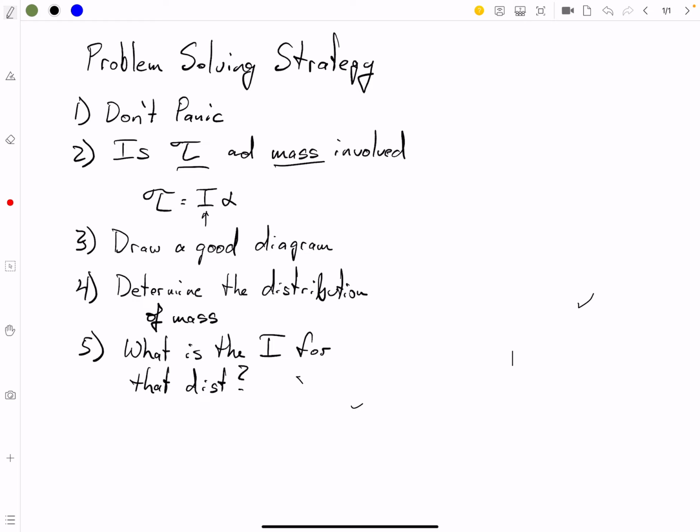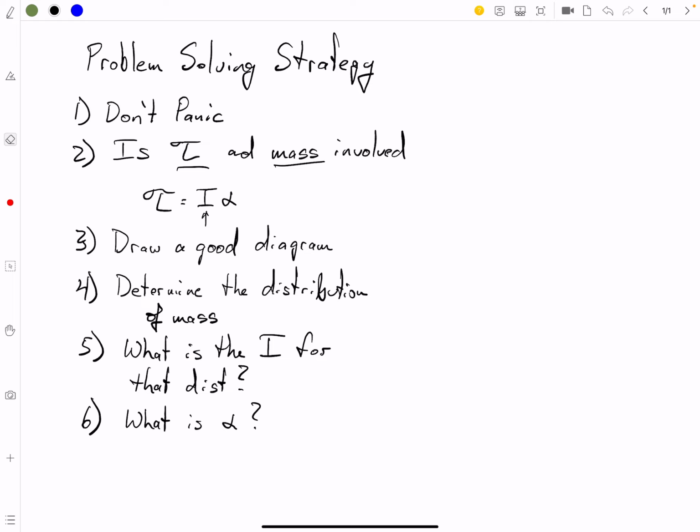You got to find that, okay? So you figure out the distribution of mass, then you need to find what the moment of inertia is for that distribution of mass. What is the angular acceleration? We need to know what is alpha. Okay, and we talked about how you get alpha.